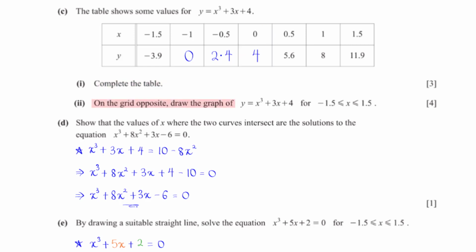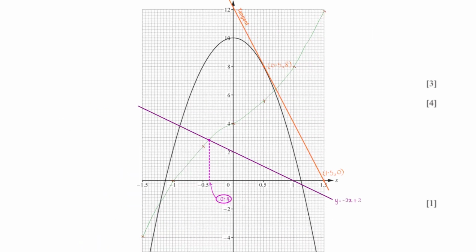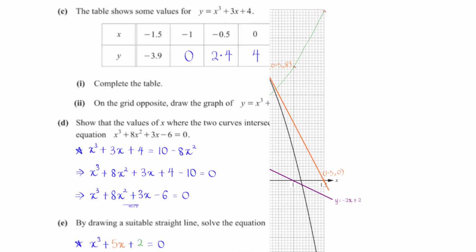On the grid opposite, draw the graph of y equals x cubed plus 3x plus 4 for x greater than or equal to negative 1.5 and less than or equal to 1.5. So on the grid, we plot all the points and connect the points with a smooth line.